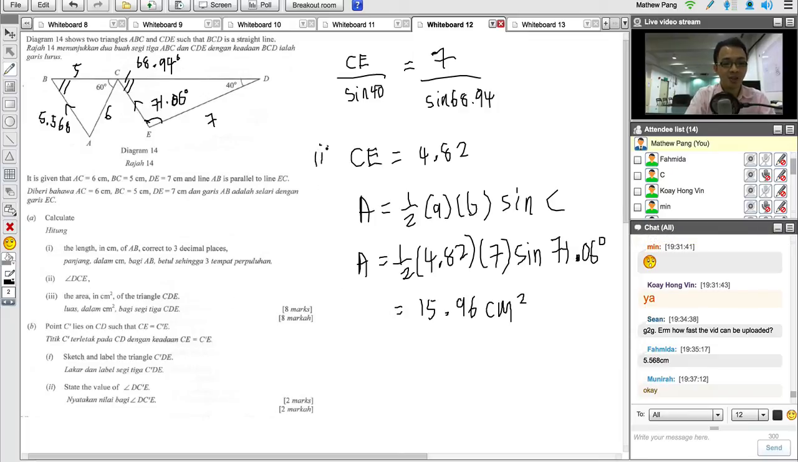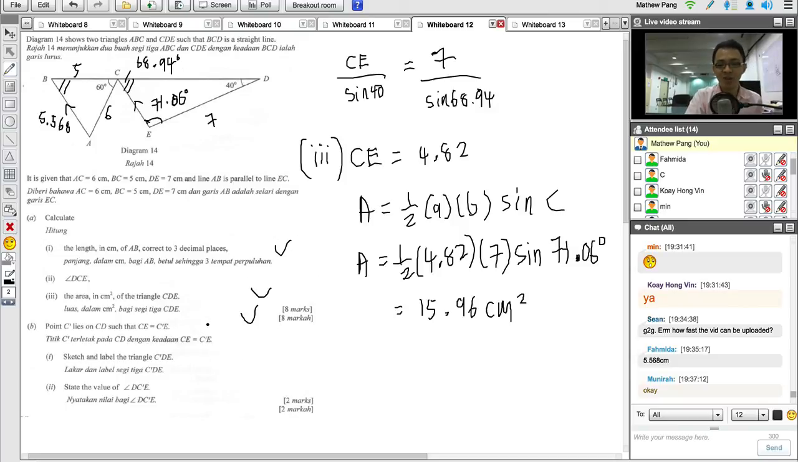This is part 3. So total here, 7 marks. I think it's not so bad, right? I think it's something like 233, something like that. The marks.